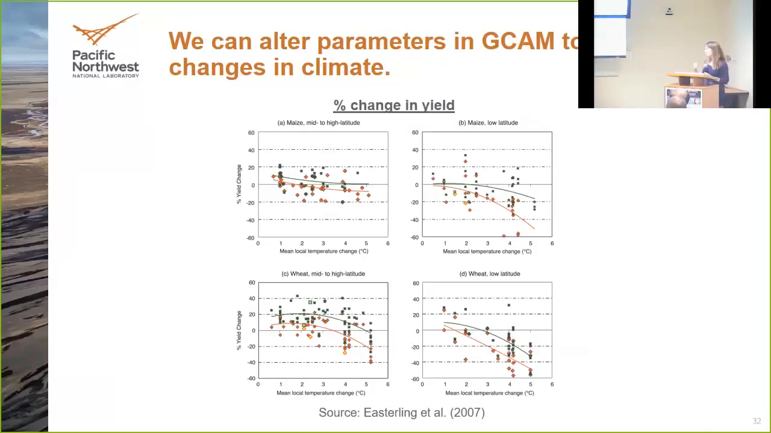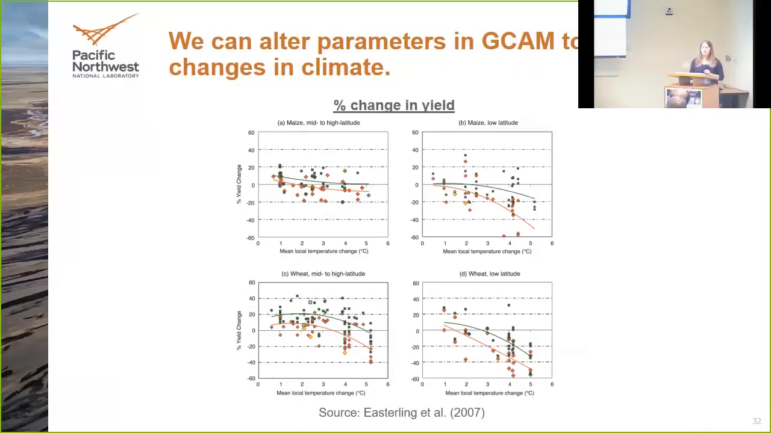If you look at some more recent crop yield studies, what you find is some models will actually show net positive effects from climate change, some will show net negative, and the big difference has to do with CO2 fertilization and whether or not you're accounting for nitrogen limitations on yield growth. So we've got a lot of uncertainty here.